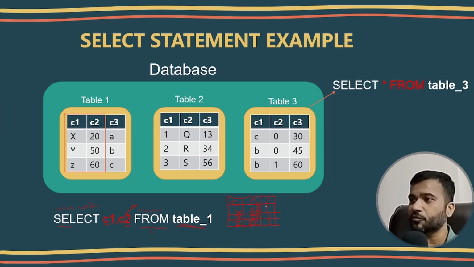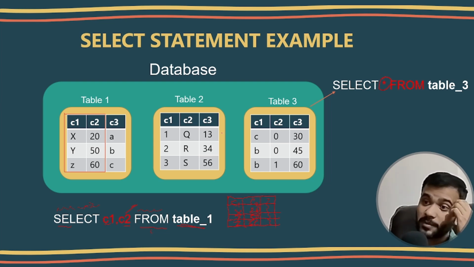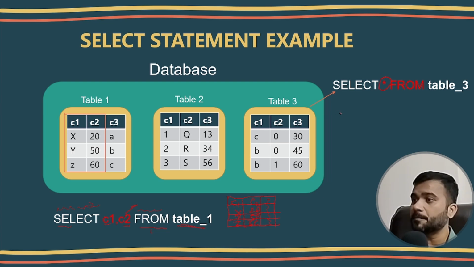Similarly, let's say from table 3.1 I want all the records. In order to retrieve all records, we have to use the star symbol. This symbol we have to use, nothing else. If you want a specific column, then you have to mention the specific column name, else you can mention just the star symbol, that's it.